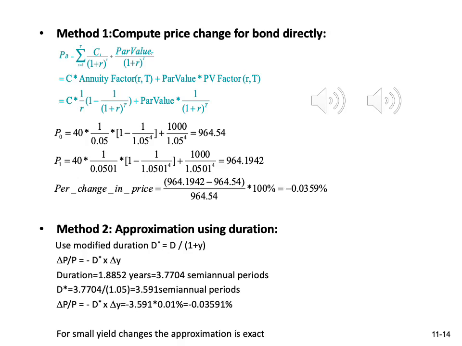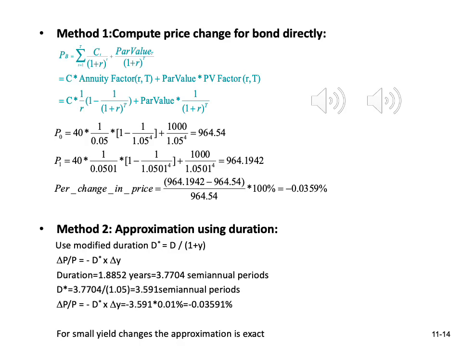The modified duration will be Macaulay duration divided by 1 plus y. So here, y is the original semi-annual yield, 5%. So the modified duration is 3.591 semi-annual periods. Then we can directly calculate the percentage change in the price, which is negative modified duration times the change in the yield. The change in the yield is from 5% to 5.01%.